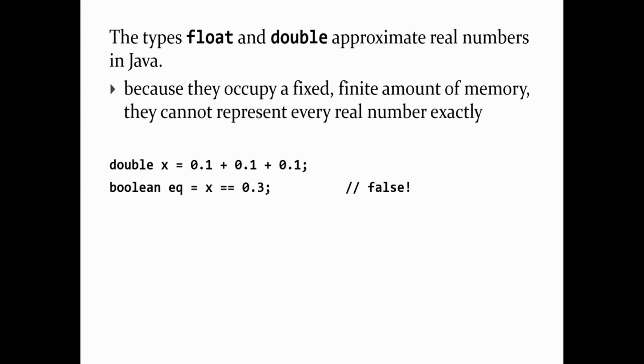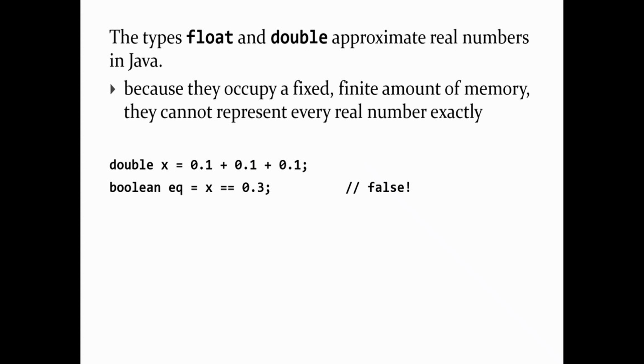In Java, you've got 2 floating point types, one called float, one called double, right? Double is the one you normally use. They approximate real numbers in Java. Why do they approximate them? Because Java says you've only got a finite amount of memory to store a real number. Real numbers can have any number of digits, so you can't store an arbitrary real number in a finite amount of memory, right? So they're only approximations. Because they occupy a fixed finite amount of memory, you cannot represent every real number exactly.